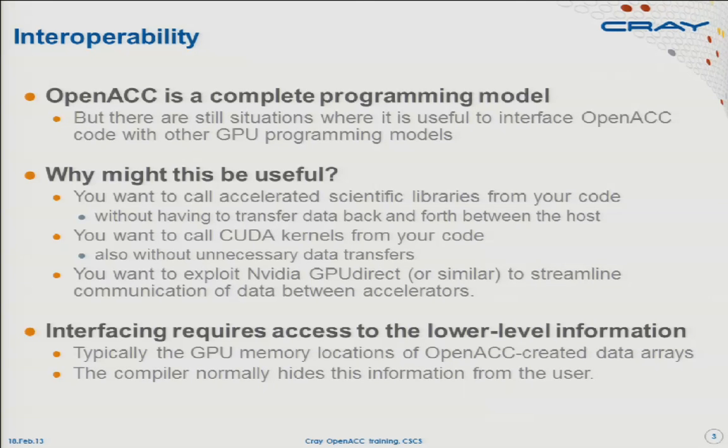You might want to call CUDA kernels from your code, again, without transferring data back to the CPU in order to do a CUDA memcopy. You want to be able to run CUDA kernels processing data that's already there. And you might want to use some sort of streamlined communication path which lets you send data directly between accelerators. And all of this requires being able to expose where in the GPU memory this data lives, which the compiler has usually hidden.